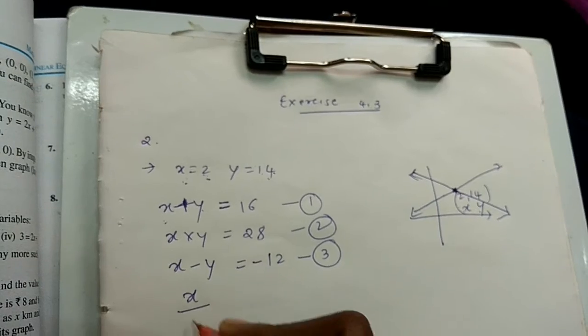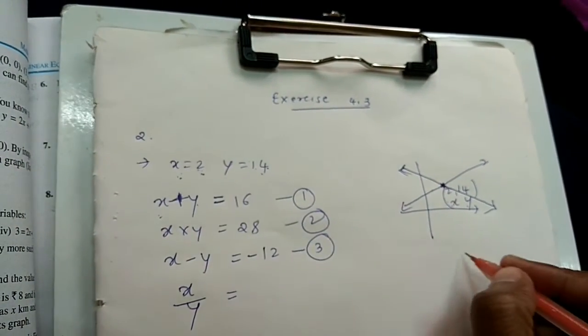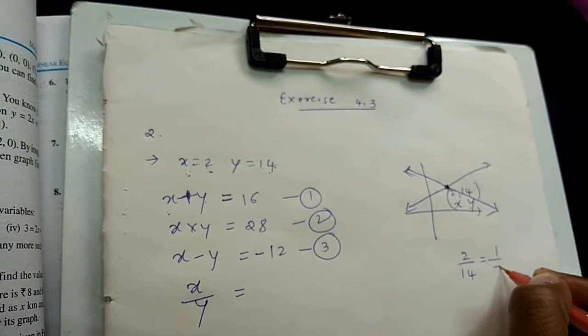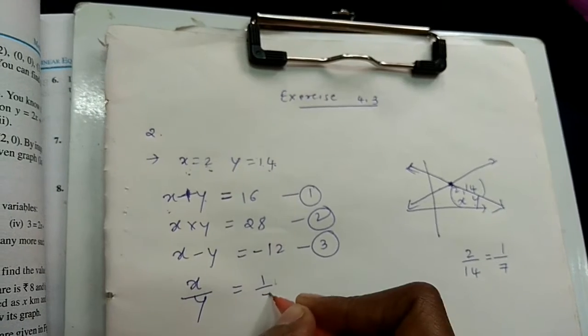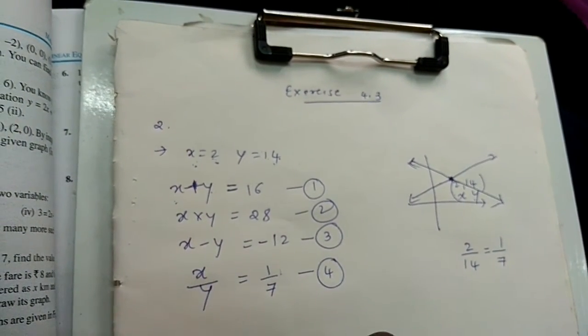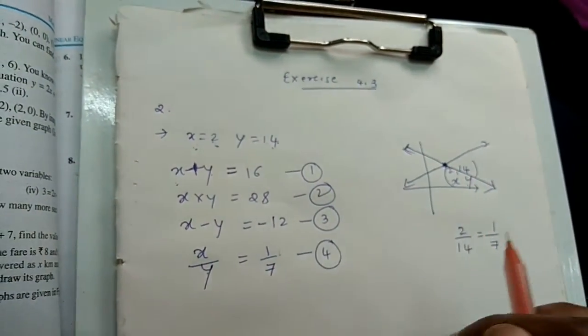Fourth equation: x upon y. Here x is 2 and y is 14. So 2 upon 14: 2 ones are 2, 2 sevens are 14, so this is 1 upon 7. So this is the fourth equation. Like that you can form many equations. You can also take y upon x. So many equations you can form.